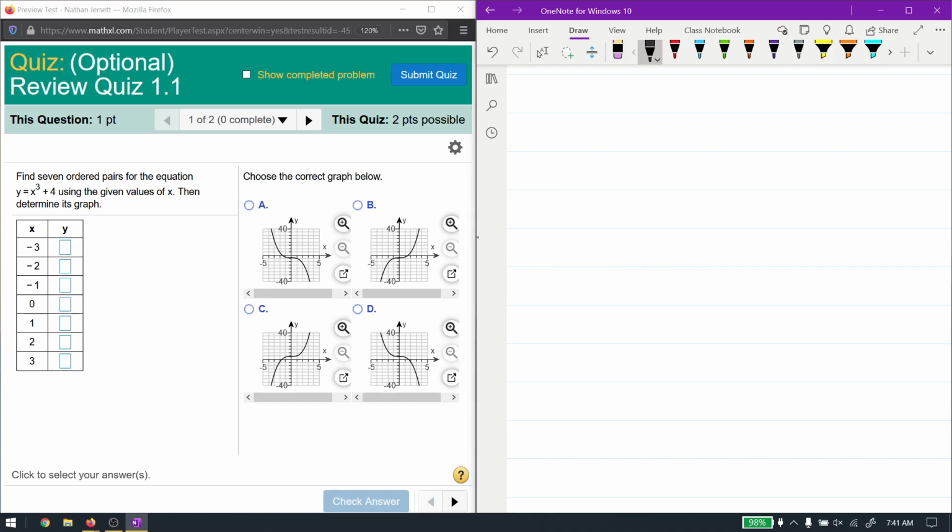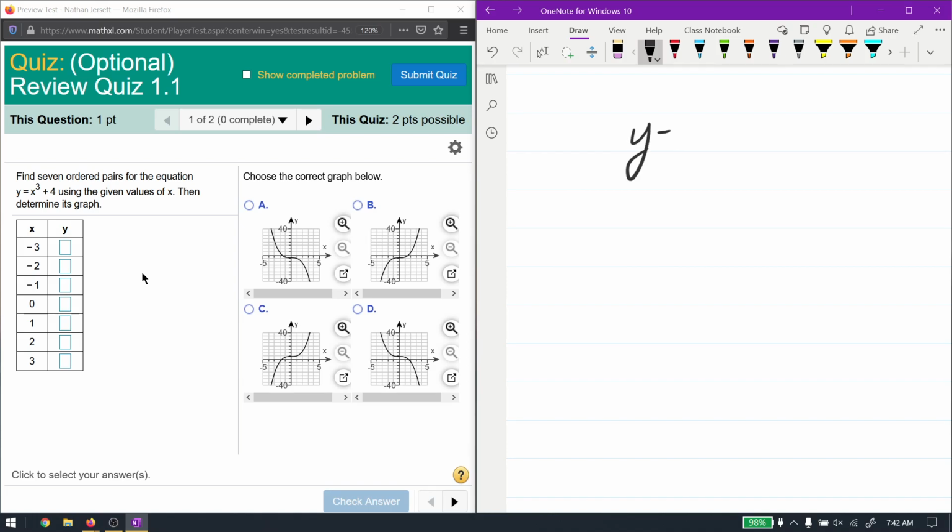This video is for review quiz 1.1, which is all about graphing. In this first problem, we're asked to graph y equals x cubed plus 4 using the given values of x. So we're going to use these 7 values of x to make 7 coordinates, and then we're going to plot those on the grid, and then draw a smooth curve through those points.